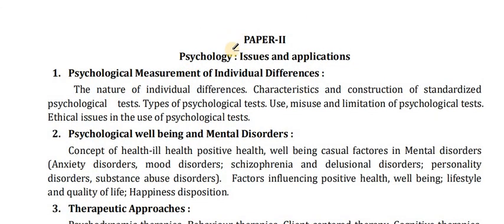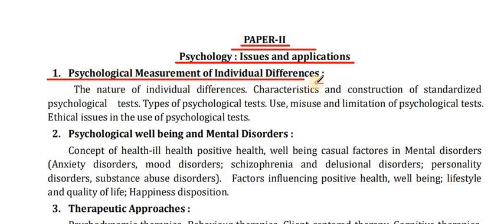Now, we will look at the Psychology optional Paper 2, the detailed syllabus. Psychology: issues and applications. Point number 1, psychological measurement of individual differences. The nature of individual differences, characteristics and construction of standardized psychological tests. Types of psychological tests, the use, misuse and limitations of psychological tests, ethical issues in the use of psychological tests.